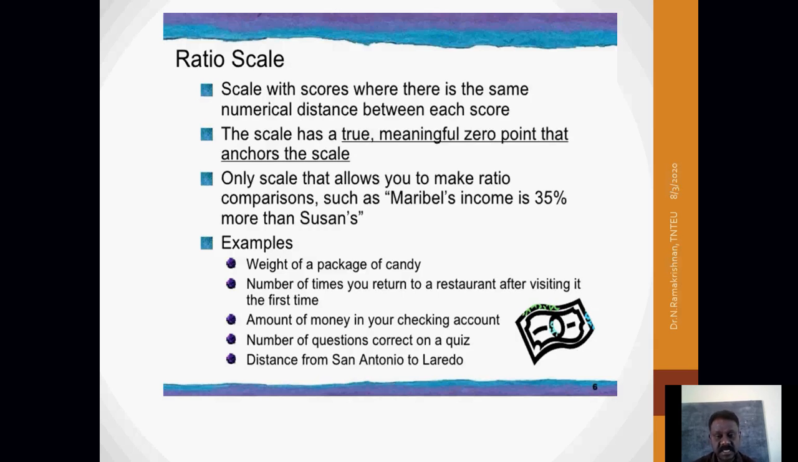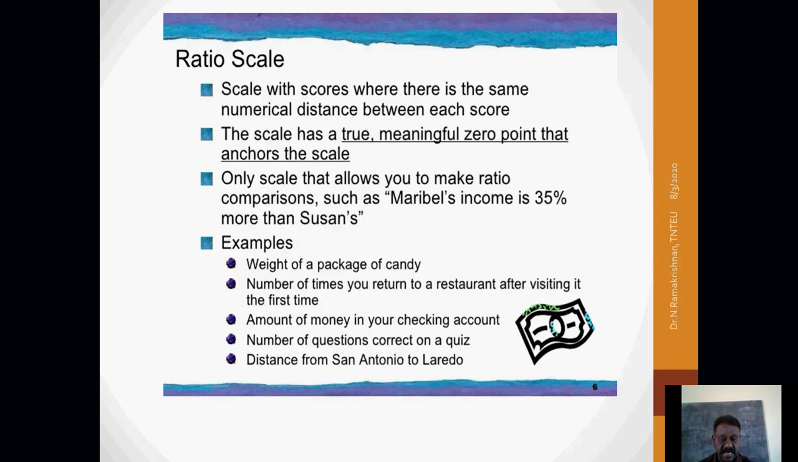The scale has a true, meaningful 0 point that anchors the scale. It is the only scale that allows you to make ratio comparisons, such as Maribel's income is 35% more than Susan's. How do we compare? Suppose I tell you an example. Person A is getting 15,000 as salary. Person B is getting 30,000 as salary. Now we can see that person B is getting 100% more salary than person A. Like that you can say. So in order to give a comparison, in order to give a ratio, we use this ratio scale.